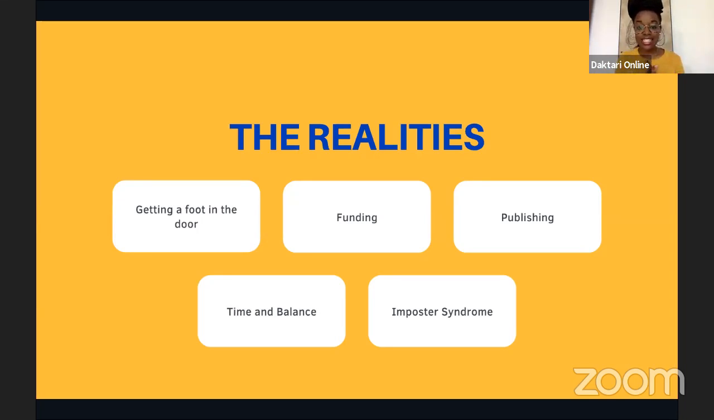So the realities, I guess this is what we call challenges, but I wanted to sort of give it a positive spin. These are the challenges, but we are calling them the realities. So getting your foot in the door and just starting. I think that's a difficult thing, because how do you start? And many of us ask the question, how do you start? What do you start with?